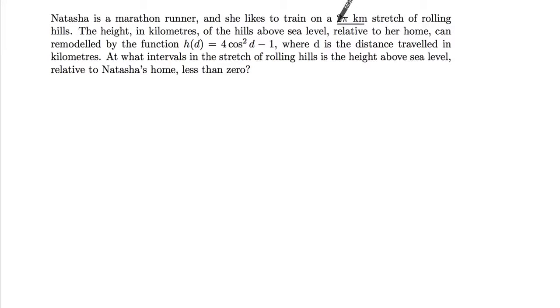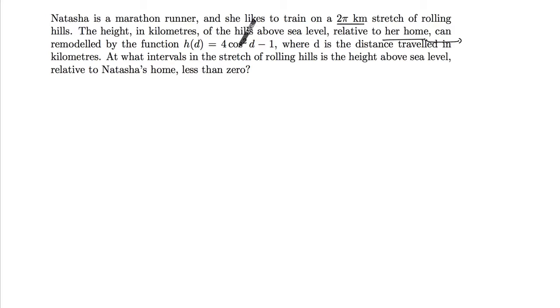She is running 2 times 3.14 kilometers. And the height in kilometers of the hills above sea level relative to her home, that means her home is the center, can be modeled with this function, where d is the distance traveled in kilometers. At what intervals in each stretch of rolling hills is the height above sea level?